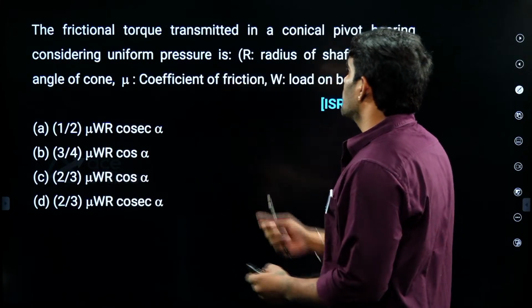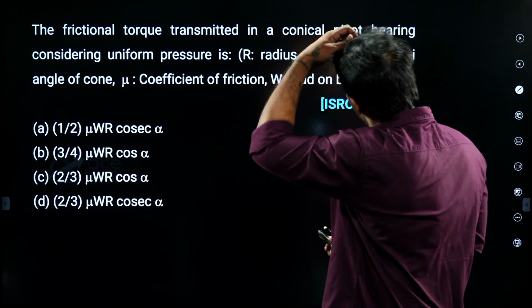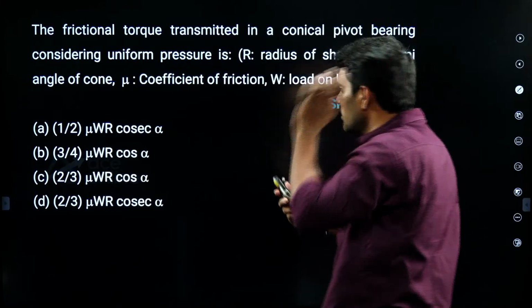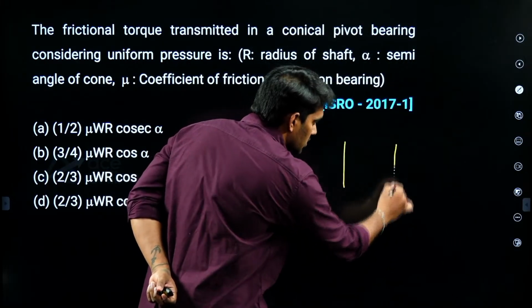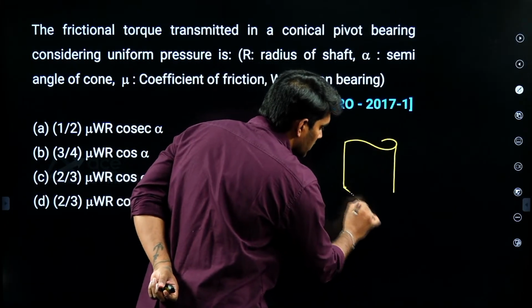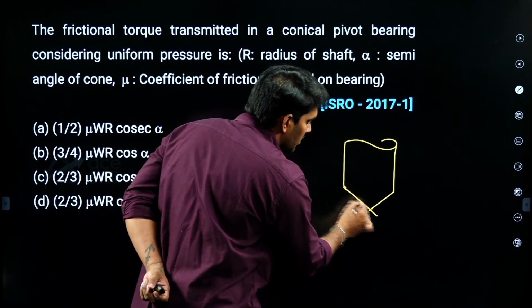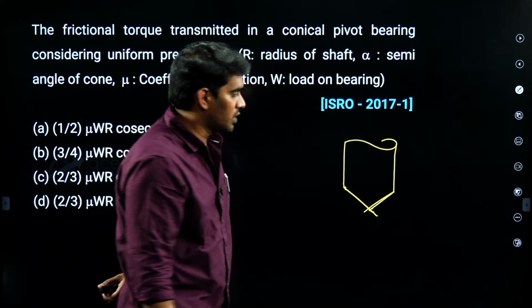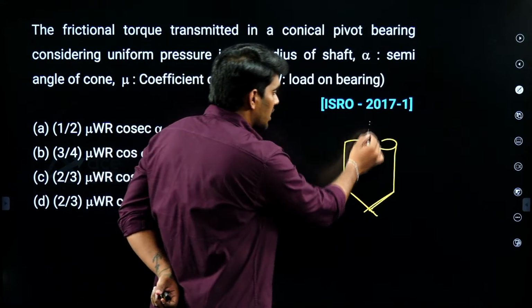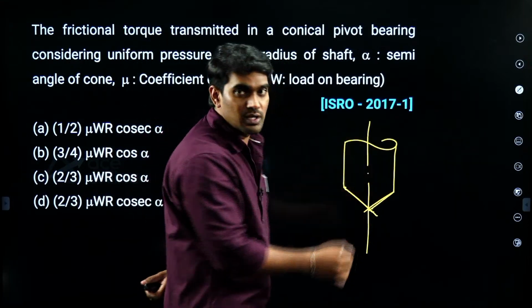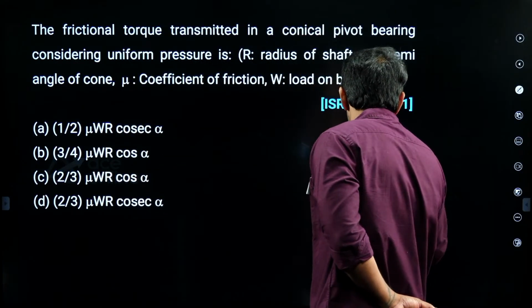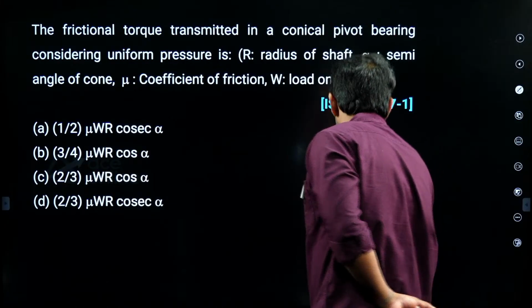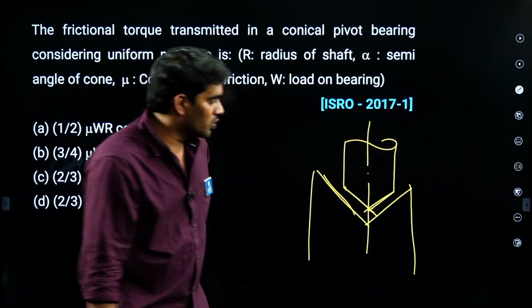The frictional torque transmitted in a conical pivot bearing. Generally a pivot bearing will be like this. It is inclined. This is how a conical bearing will look. In this situation the load is acting in the axial direction, and here it is similar to a cone clutch. Can you notice? It is very similar to a cone clutch.